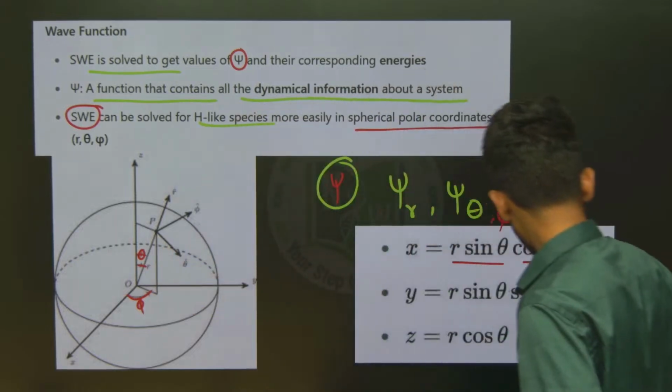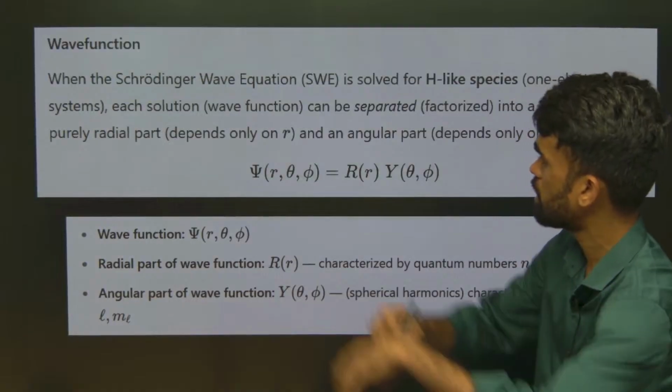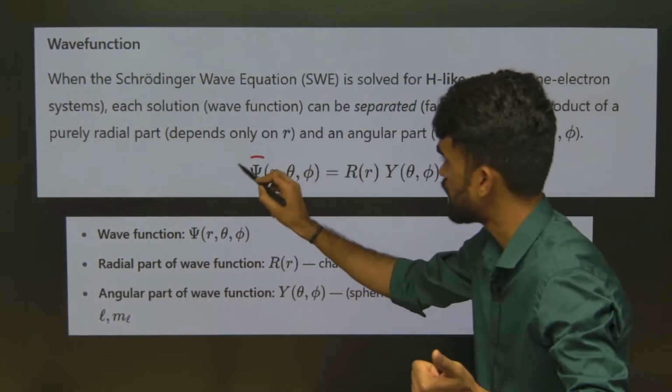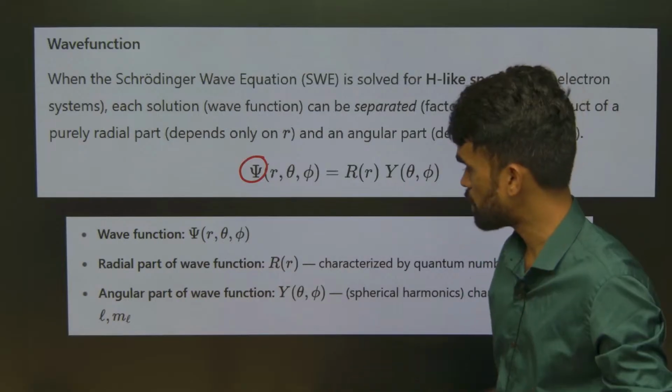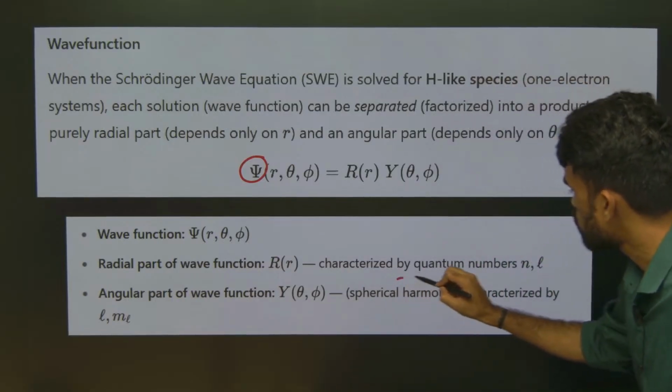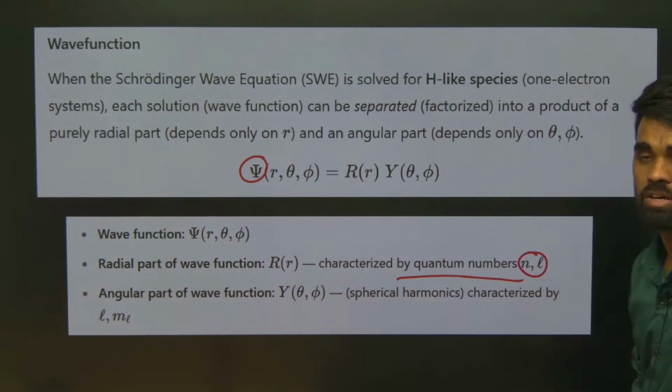Now I will tell you what exactly this radial part is. The wave function contains two things: one is the radial part, another is the angular part. From the radial part, you will get the quantum numbers n and l. So what are these quantum numbers?